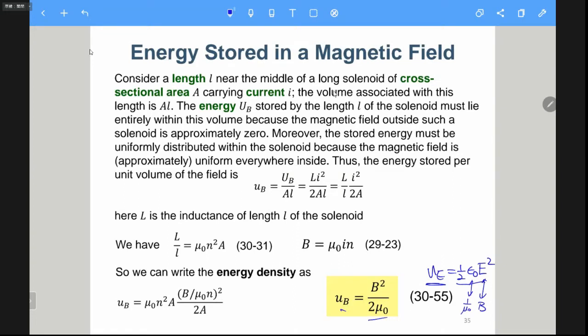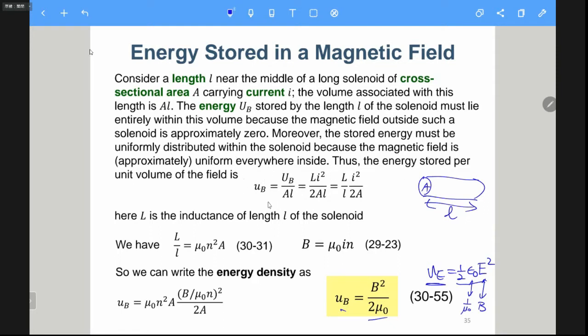So let's see how we can derive it for the long solenoid. The cross section is A, and the volume is actually A times l, which is like a cylinder. So we have cross section area A, and the length is l. The energy U_B stored in the length l of the solenoid must lie entirely within this volume because the magnetic field outside is approximately zero. The B field generated by the solenoid is uniform inside, but approximately zero outside. So moreover, the stored energy must be uniformly distributed.